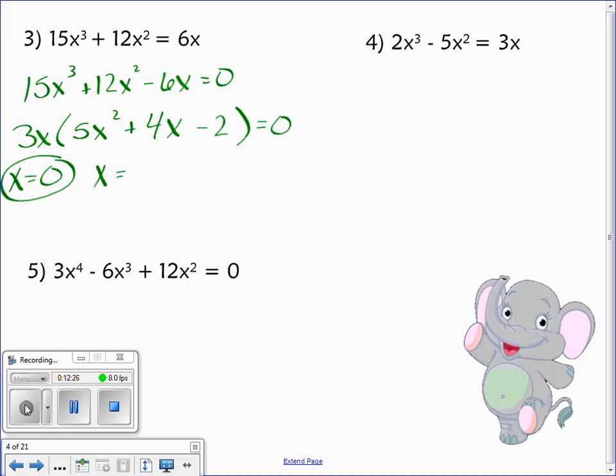So negative b plus or minus square root b squared minus 4 times a times c all over 2 times a.